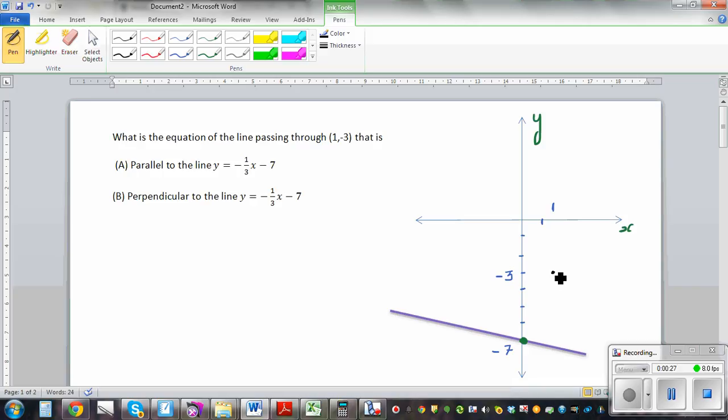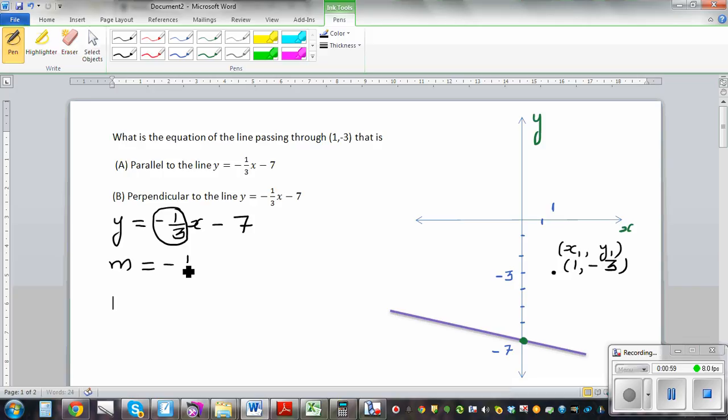It is this point, so this is (1, -3). This is say x1 and this is y1. The first thing is always label the points. When you have an equation of a line, y is equal to negative 1 over 3 x minus 7, one thing that is important in this question is that this number, m, is the gradient of the line, which is minus 1 over 3.